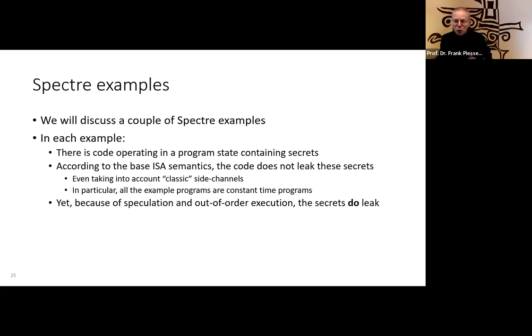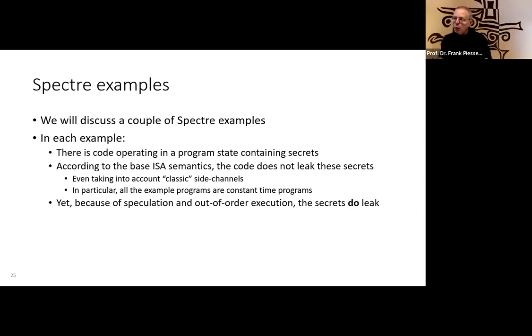So what I want you to look at when I show you examples, I always want you to think in the following way. I will show you a program, a memory, a program state that has secrets, right? And then I will show you a program operating on that memory. And I want you to check that the program is secure. Secure in the sense that if you think about the program architecturally, if you don't take into account out of order execution and speculation, the program will not leak any secrets, not even over the constant time leakage model, right?